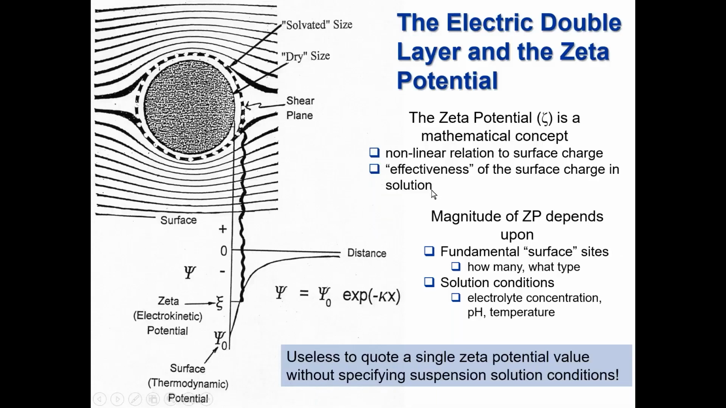But if the surface charge changes, then so will the Zeta potential. I like to call it the effectiveness of the surface charge in solution. Importantly, its measured value depends crucially on the exact constitution of the suspension liquid, such as pH, concentration of any ionic electrolytic moieties, and temperature. So actually, it's useless to quote a single Zeta potential value without specifying the suspension conditions.